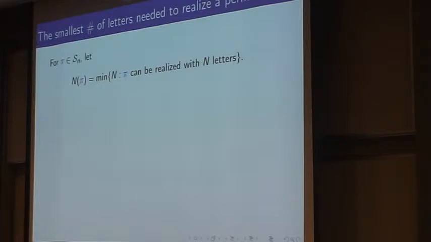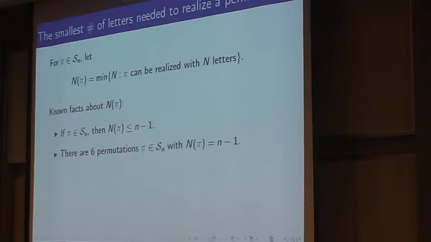I'm going to call that N(pi). So N(pi), where pi is a permutation, is the minimum number of letters that I need to realize pi. There are some things that are known about this N(pi). The first one is that if the permutation pi has length n, then N(pi) is at most n minus 1. So n minus 1 letters is always enough. And in fact, there are exactly 6 permutations for which you need n minus 1 letters. That doesn't depend on n; they're always exactly 6.